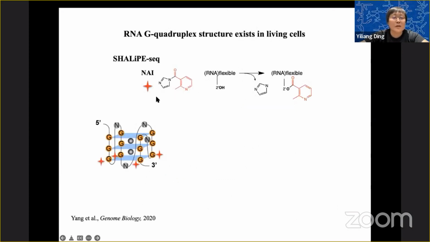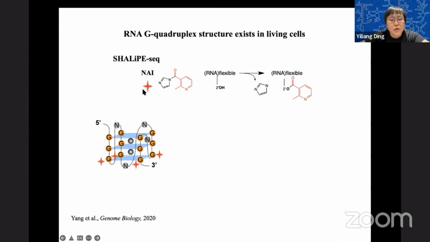So in my group, we developed a new method called SHAPE-seq, which uses the preferential modification of NAI on the folded G-quadruplex to determine the folding status of G-quadruplex in living cells. When the G-quadruplex is folded, the 2' hydroxyl group of the last G of every G stretch repeat is more exposed outside. So this 2' hydroxyl group of this G will preferably be modified by NAI. Because of this preferential NAI modification on the folded G-quadruplex, we can estimate whether or not the G-quadruplex is folded in vivo.